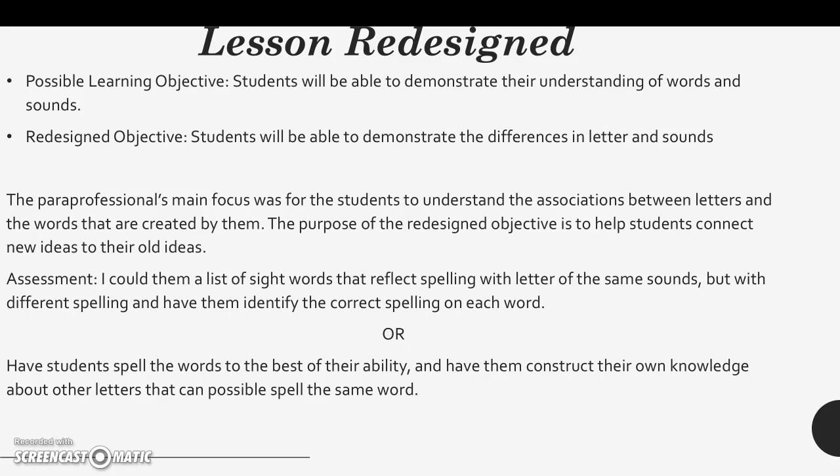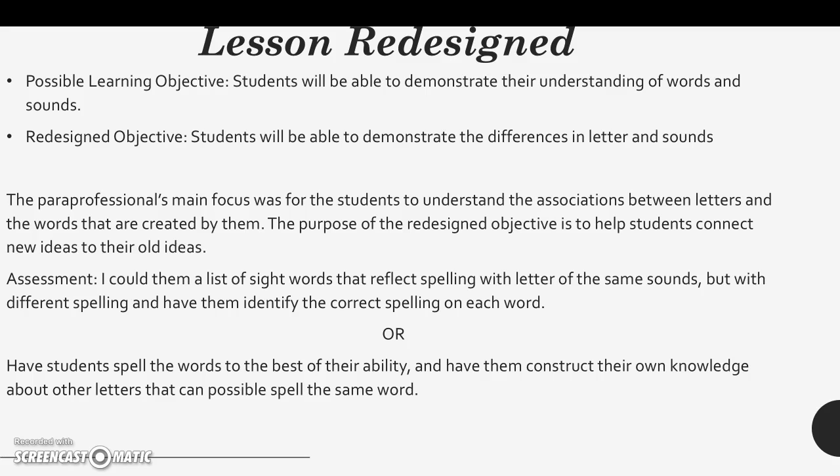Suggestions for teaching in Piaget's theory says that we should point out to them how their new ideas relate to their old ideas that will in turn expand their own understanding. As a form of assessment, we could give the students a list of sight words that reflect spelling with the letter of the same sound, but with different spelling, and have them identify the correct spelling on each word.